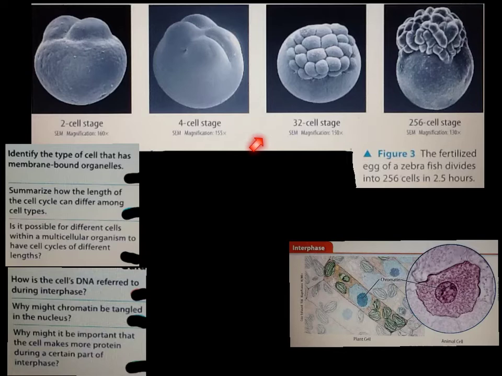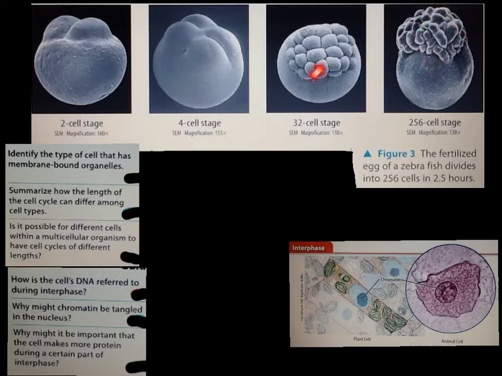Okay, so let's take a look at Figure 3 real quick. You'll notice that there's 4 pictures. This is 2-cell stage. This is a 4-cell stage. Notice 2, where it's starting to divide to 4. This is 32 stage, and this is 256 cell stage.